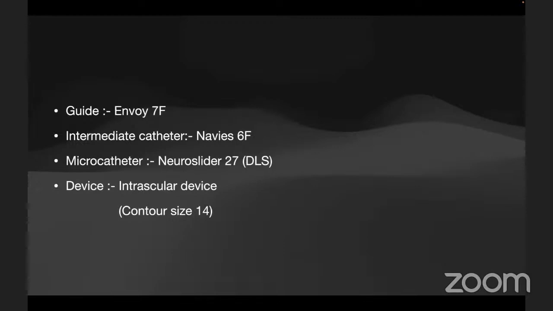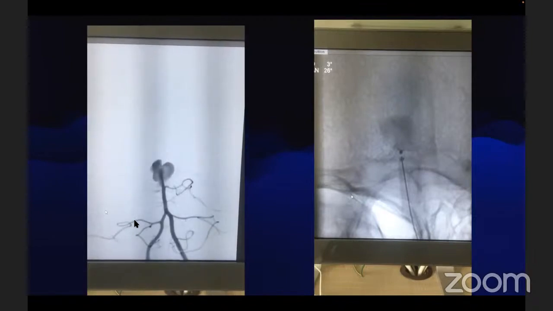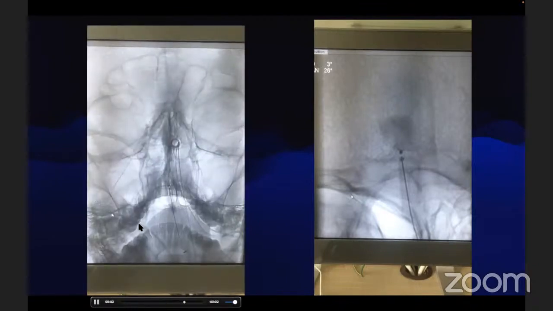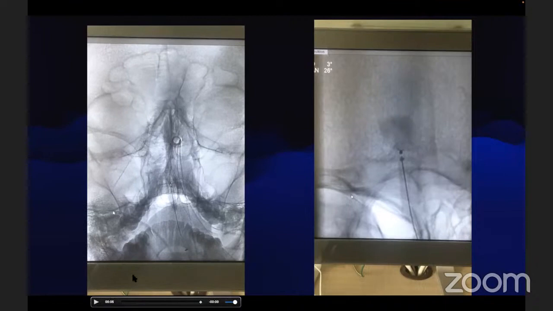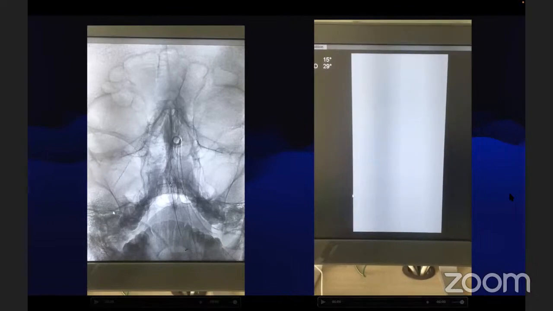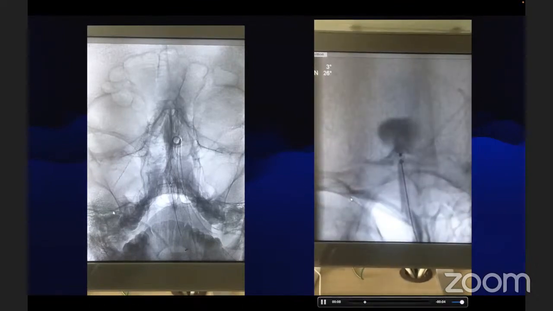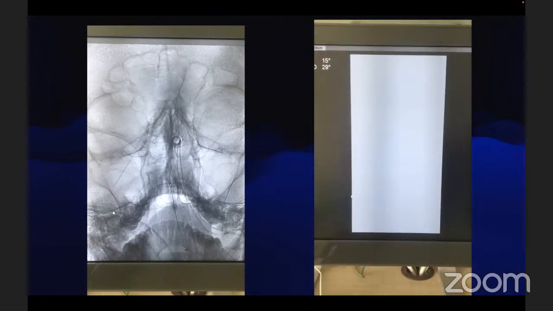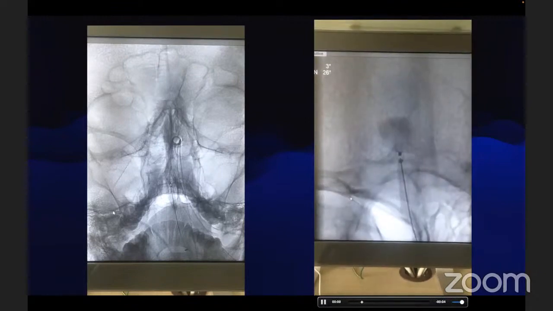Sir, the good side of this one is that our aneurysm size is not more than the width of the aneurysm. The equatorial diameter of the aneurysm is not more than 14 mm. This is the aneurysm showing a clear picture of involvement of multiple vessels, and we placed the contour. You can see the tip of the contour. After placement, there is a good stasis of the blood, and there is no displacement of the contour.